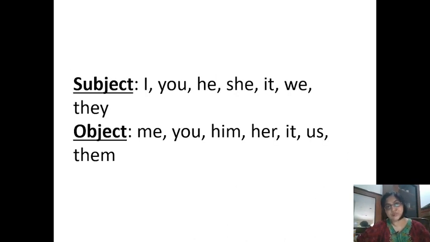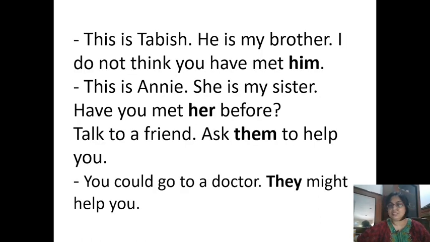So I, you, he, she, it, we, they are subject pronouns. The object pronouns include me, you, him, her, it, us, them. So let's see some examples.